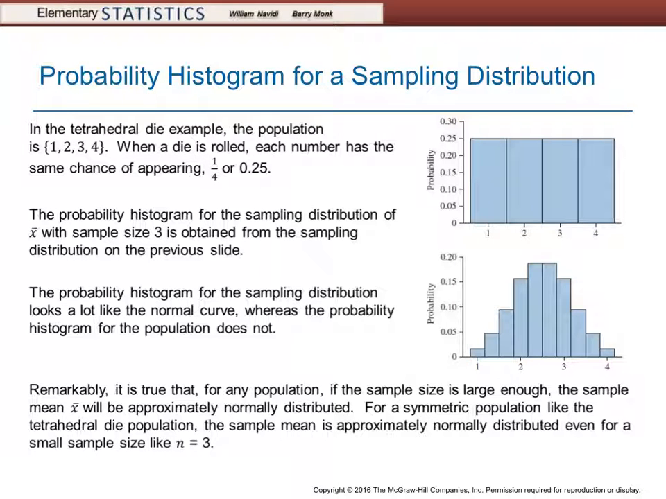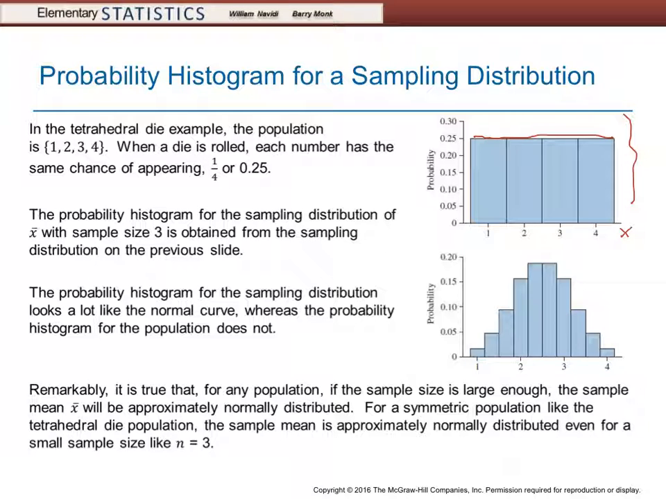So in this slide, I want to go over just a few things. This particular distribution is the population distribution for x, where x can take on the value of 1, 2, 3, 4 for the tetrahedral die example. For example, when we roll the die, each number has the same chance of appearing, 1/4. So you can see we have what we call a uniform distribution for our population.